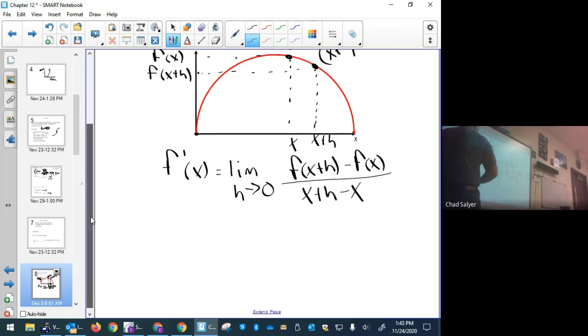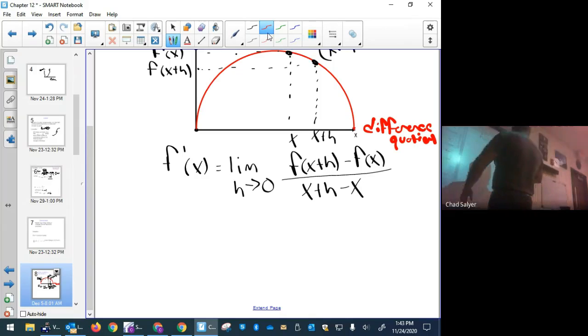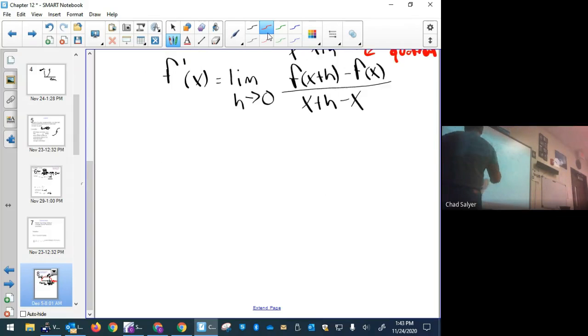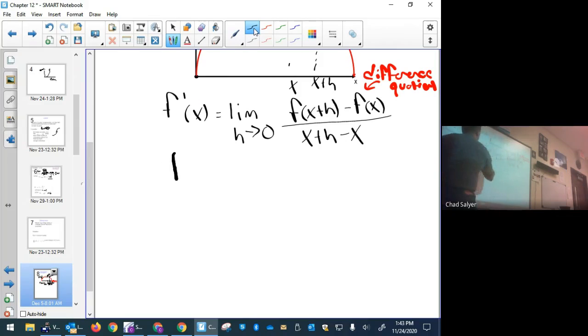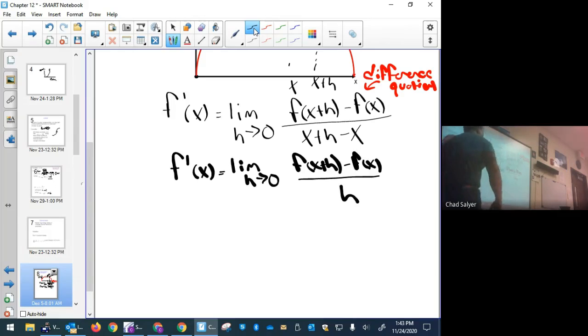So if you ever see on the ACT or the statewide dual credit test, and sometimes you will have one or two that mention what's called the difference quotient, this is what they mean. This application of the slope formula to 2 points that are an arbitrary distance apart. We can simplify this a little bit by canceling out the x's in the denominator.